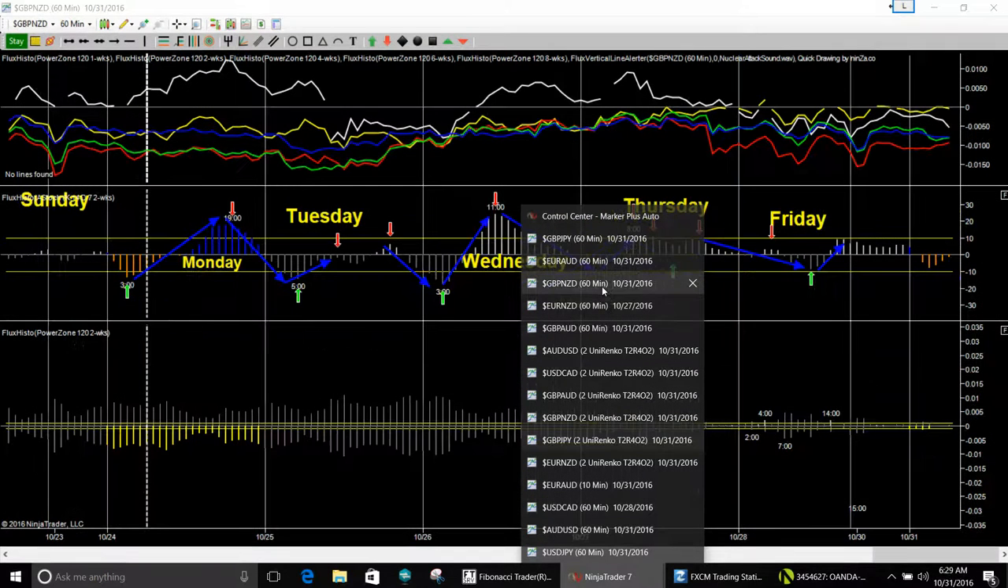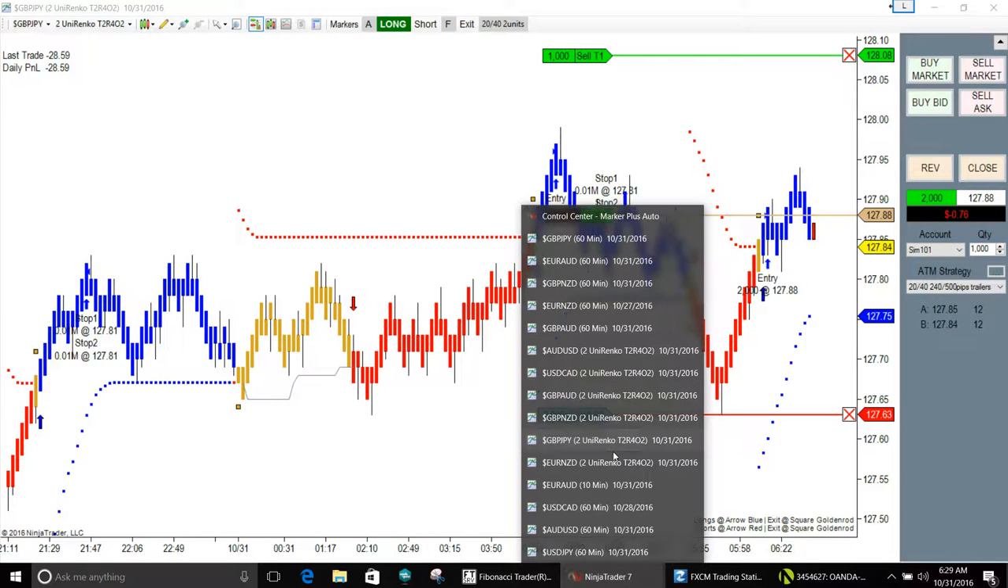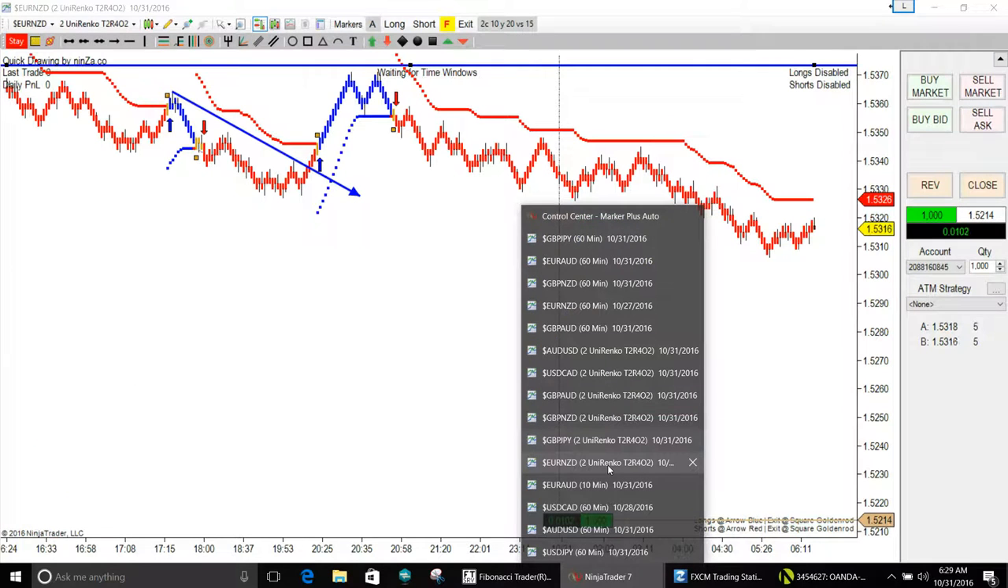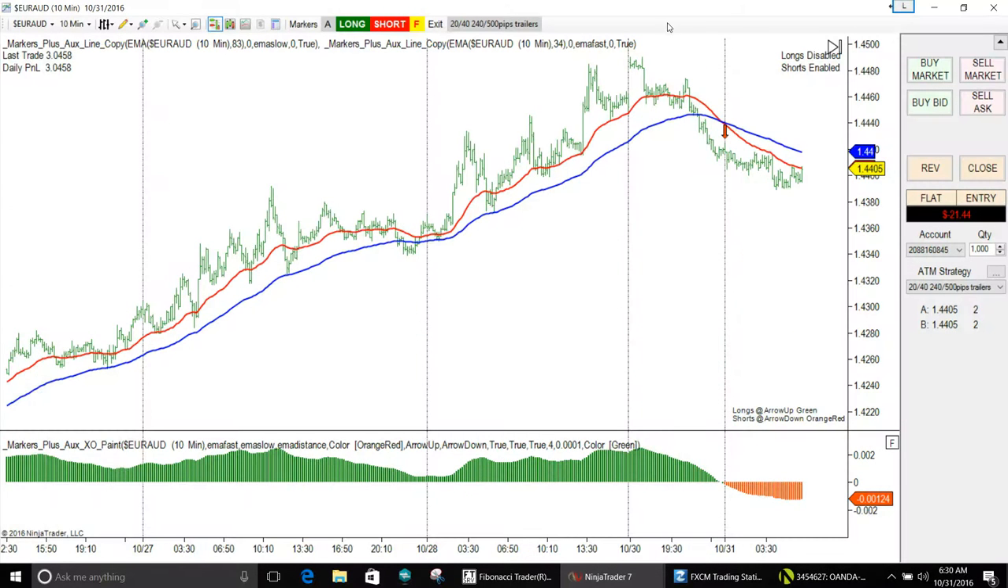Okay, let's see. I think that's all I have for the auto trades. I have my other set of auto traders as well. Okay, that's 102. Euro Australian. Let me show you the Euro Australian auto setup.